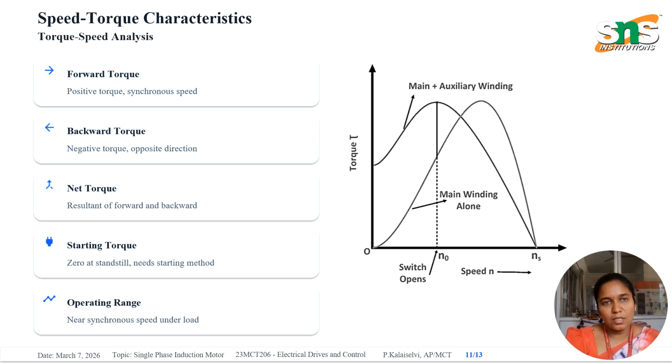The speed-torque characteristics show the relationship between the motor torque and speed. Here the forward torque is equal to the backward or reverse torque, so the net torque is equal to 0. We already showed this in a previous slide. After starting, the forward torque becomes dominant, and the motor accelerates towards the synchronous speed.